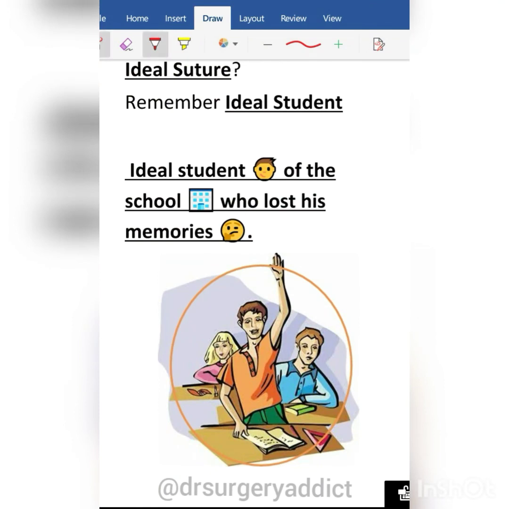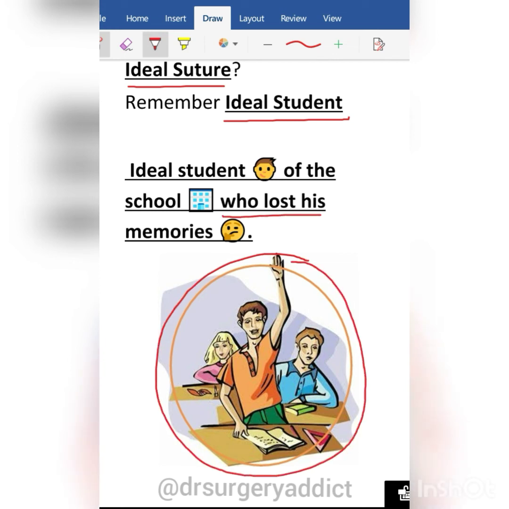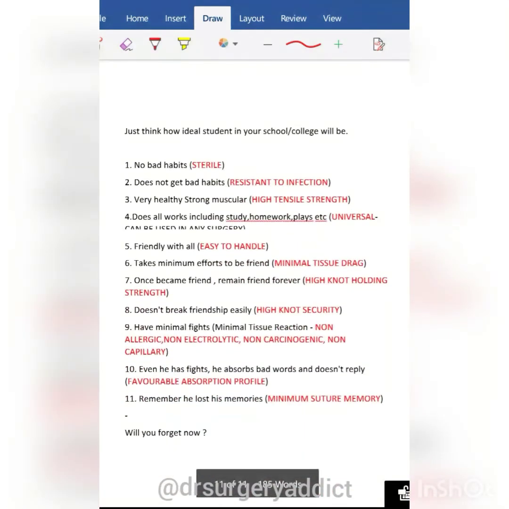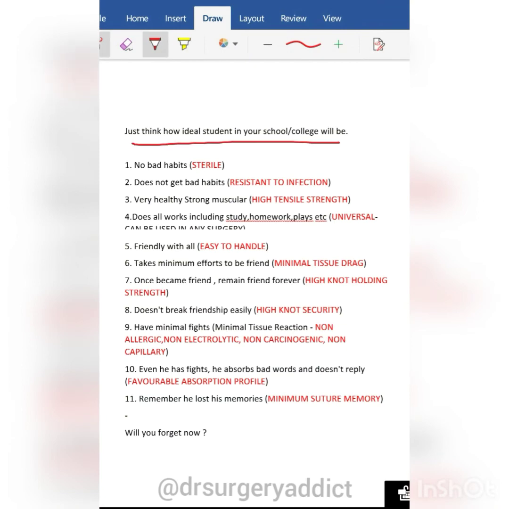Let's move on. What do you understand by ideal suture? Remember, ideal suture is nothing but an ideal student. You just remember who is the ideal student in the class. Just remember this as an ideal student in the class who has lost his memories. So how does it help in identifying the ideal suture and what are the characteristics of an ideal suture? Look at this, an ideal student who has lost his memory. The first characteristic: an ideal student does not have any bad habit, so it is sterile. So ideal suture is sterile.